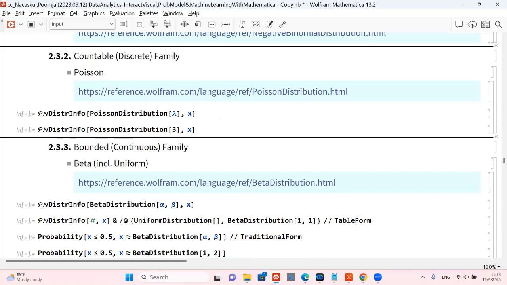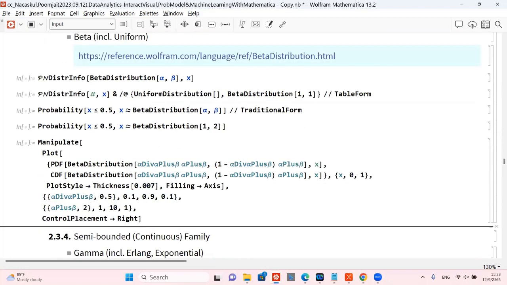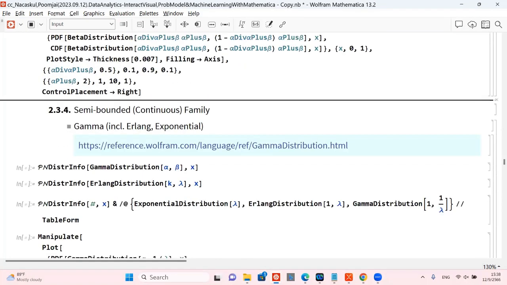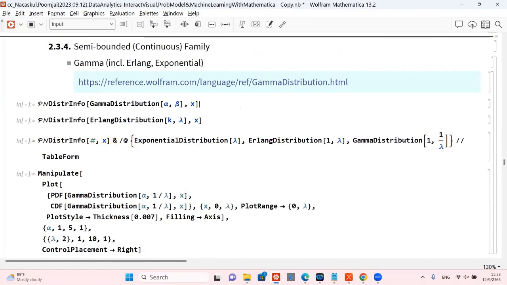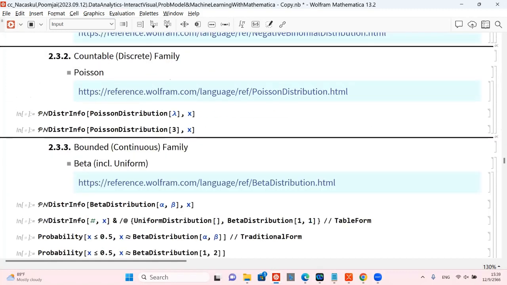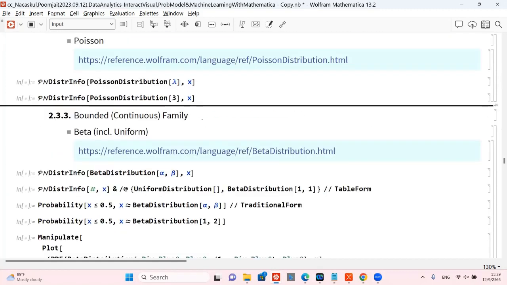The flip side of Poisson is time between accidents. That's called exponential. We'll talk about that. That exponential is part of gamma. So again, I separate this by support, by sample set. It's either finite, countable, bounded, 0 to 1, semi-bounded, 0 to infinity, or unbounded, minus infinity to plus infinity.